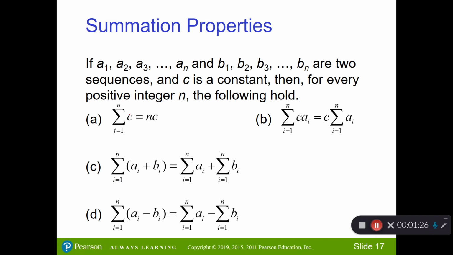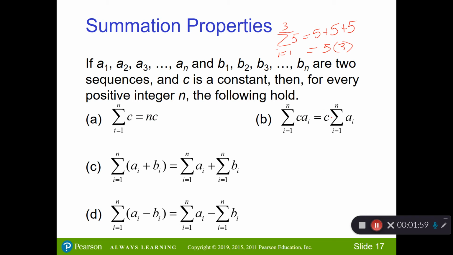Now, if I have a constant being added repeatedly, I end up with just n times that constant. For example, if I have the sum from i equals 1 to 3 of 5, so I would replace i with 1, but there's no i, so it just stays 5. And then do it again with a 2, so it stays a 5 again. And then replace i with 3, and it stays a 5 again. And notice I have 3 copies of 5, so I'm just multiplying 5 times 3. That's what this is saying.